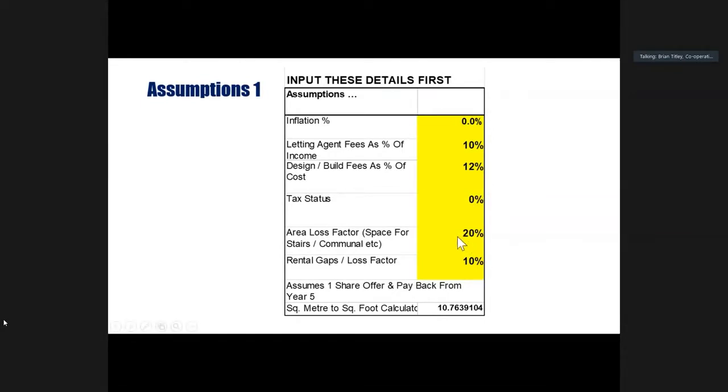And then a factor for things like you might have so much area, but actually there's a certain amount of space which you can't rent, and there's also times when you have voids, so you can't rent those spaces. And these are blankets, so you won't be able to do a certain amount for one and a certain amount for the other type of space.